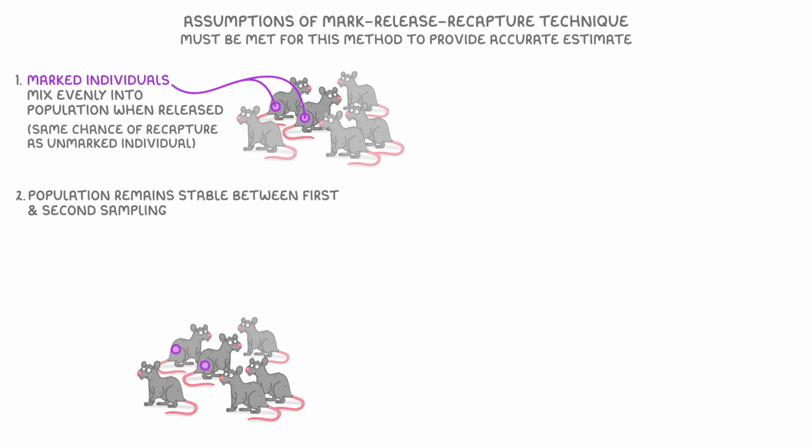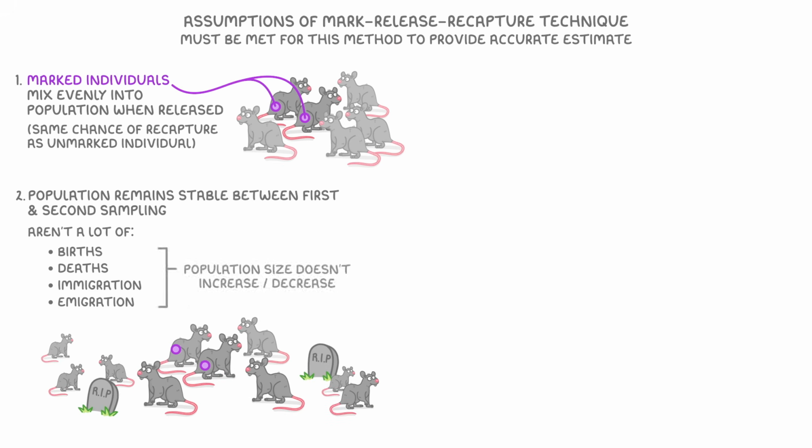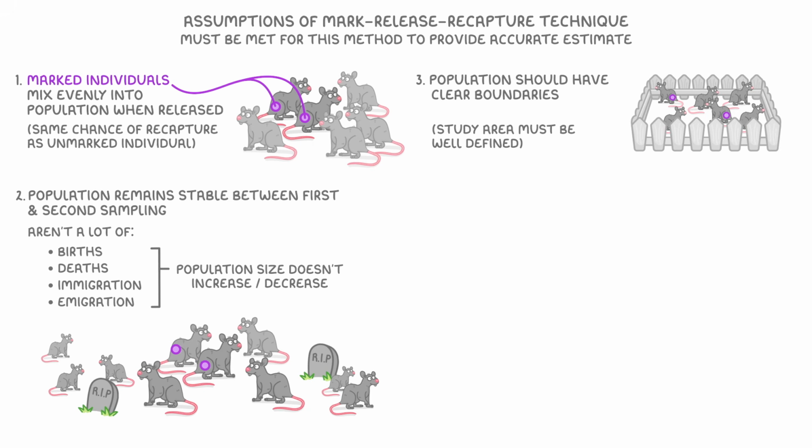What this means is that we assume there aren't a lot of births, deaths, immigration or emigration, so the population size doesn't increase or decrease significantly. Third, the population should have clear boundaries, meaning the study area must be well defined to prevent individuals from moving in or out, because that could also skew results.